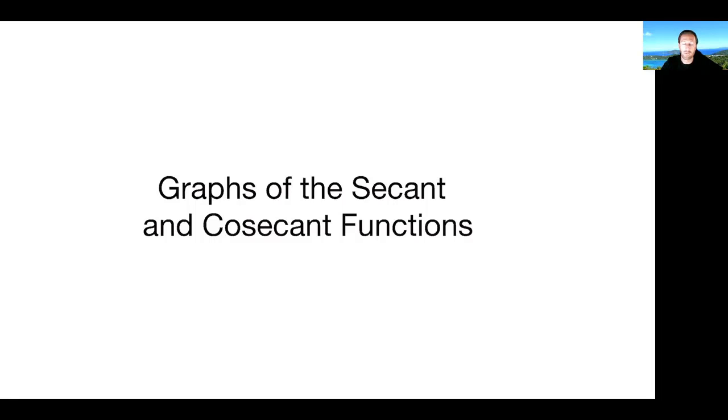Hey all, welcome to the last segment of graphing, talking about secant and cosecant, our last two functions, which happen to be the reciprocal functions of cosine and sine, respectively. So hopefully you remember how to graph sine and cosine very quickly now, because we're going to use those to then, since these are the reciprocal functions of those, graph secant and cosecant very quickly as well. So without further ado, let's do it.